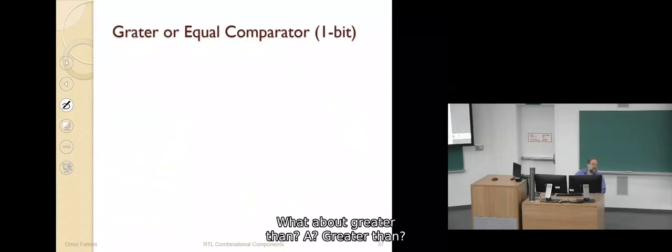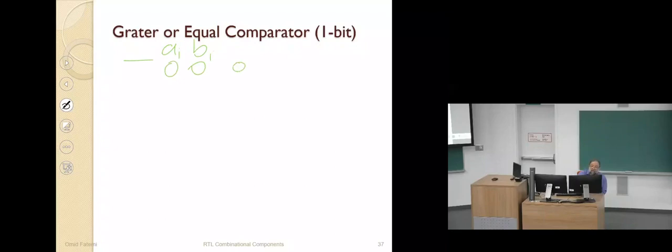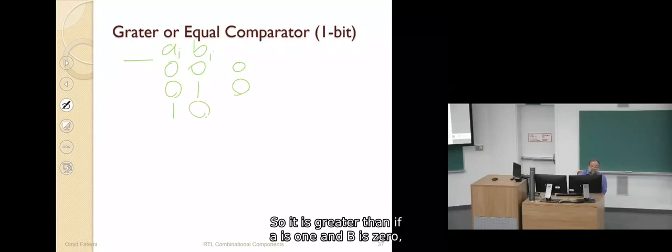What about greater than? A greater than B is very simple. Let's say Ai, Bi are two corresponding bits of A and B, and we are calculating whether Ai is greater than Bi or not. If Ai is zero and Bi is zero, it is not greater than. If Ai is one and Bi is zero, then it is greater than. Looking at Ai, Bi: 0 0, 0 1, 1 0, 1 1. Only in the case 1 0 is Ai greater than Bi. Very simple, just one minterm.